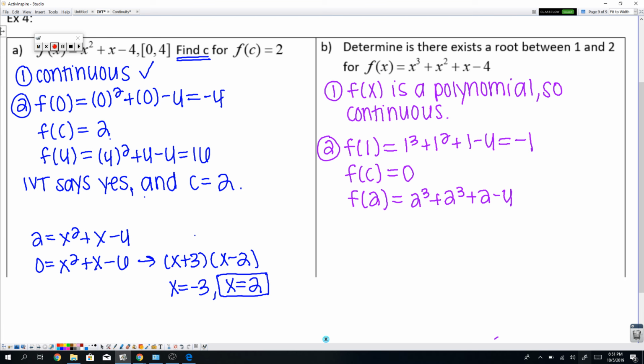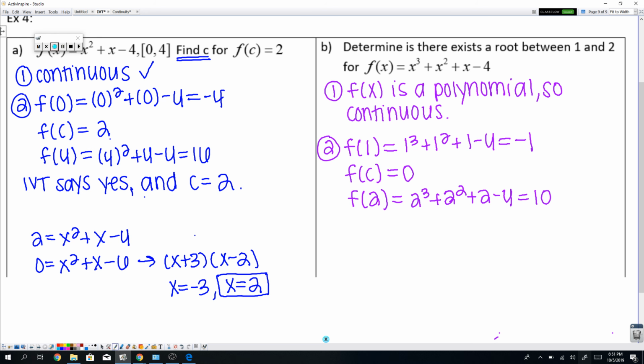That's 2 cubed plus 2 squared plus 2 minus 4. Oh, I accidentally cubed it twice. Hold on, let me put 2 squared. So 8 plus 4 minus 4, that's 8 is 10. So it does guarantee this.